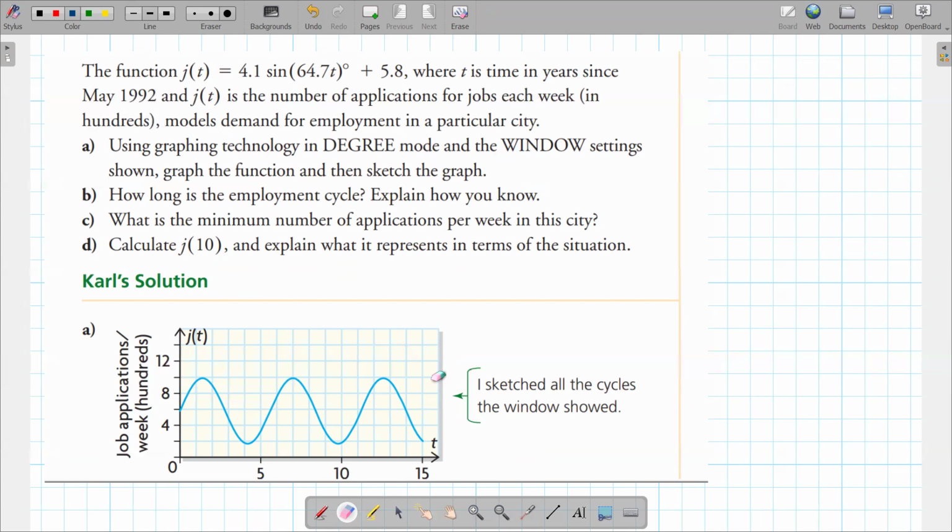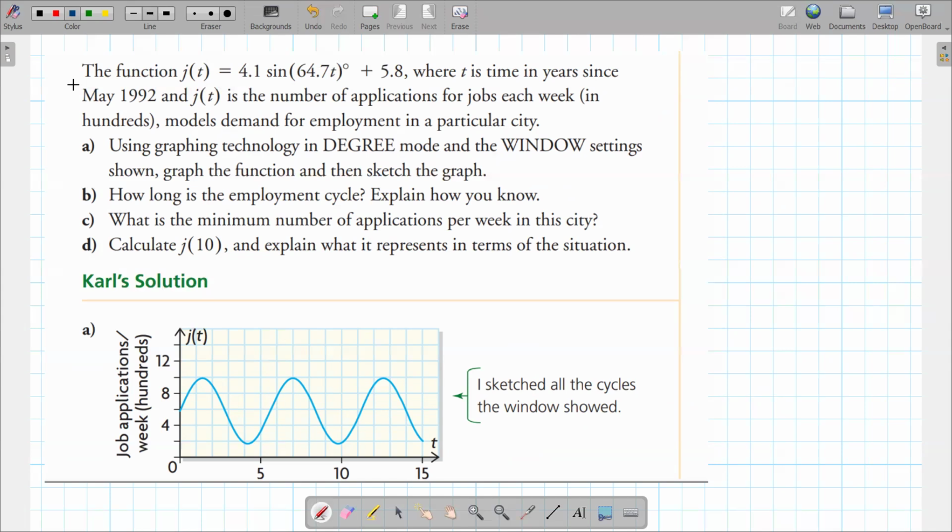Radian values are usually low. Degree values are usually high. If the units is not given, there's usually no gray area. So here we know the degrees given, we're in the degree system. So here your y-axis is the job applications per week, and your x-axis is the weeks.